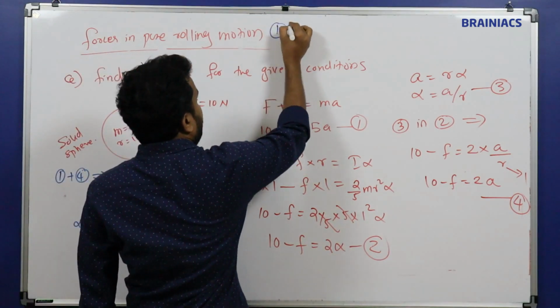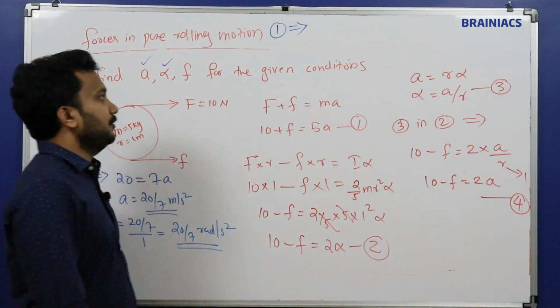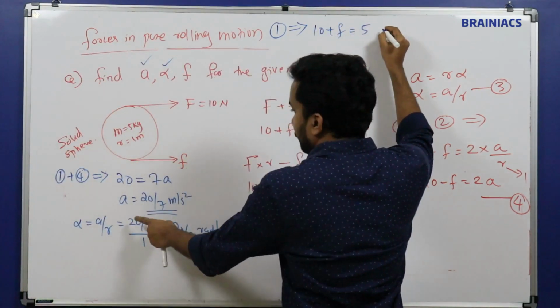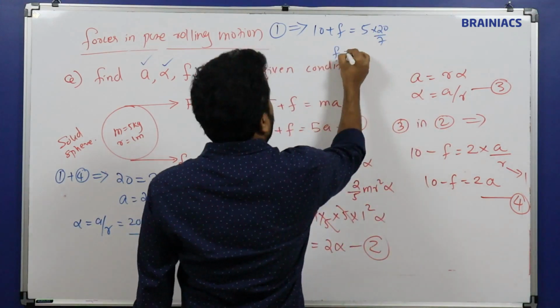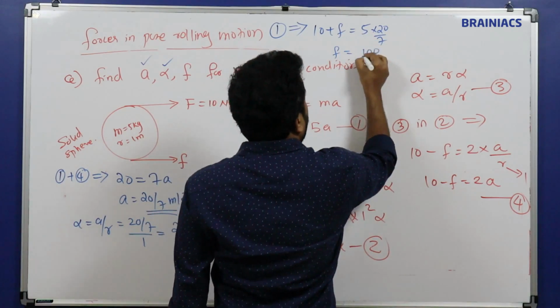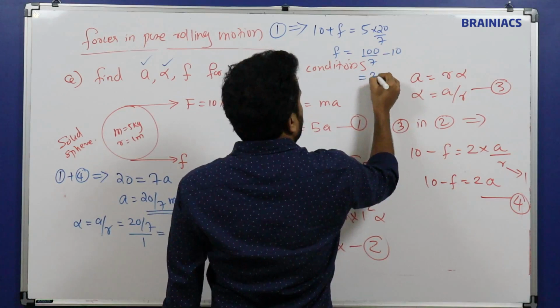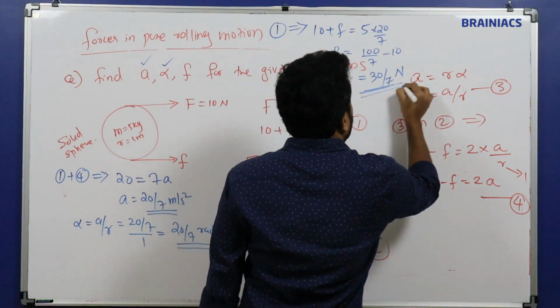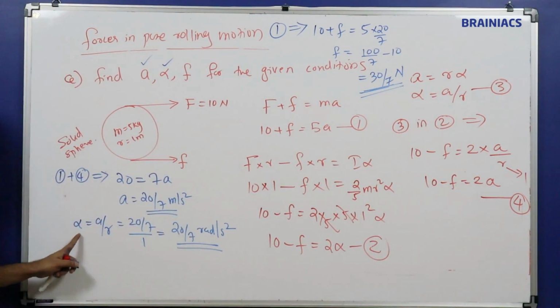Let me continue here, this is the continuation. Substituting in equation number 1: 10 plus F is equal to 5 into A. A means 20 by 7. So F is equal to 5 into 20, that is 100 by 7, minus 10. So it is 70 by 7, 100 minus 70, so 30 by 7 Newton. So this is the value of the frictional force, this is the value of acceleration, and this is the alpha value.